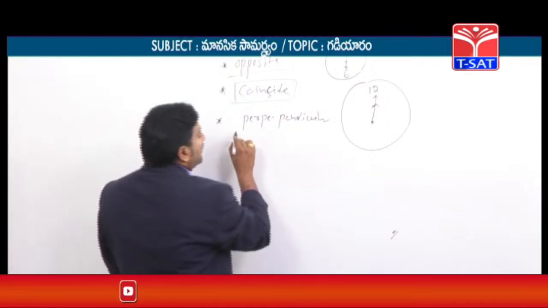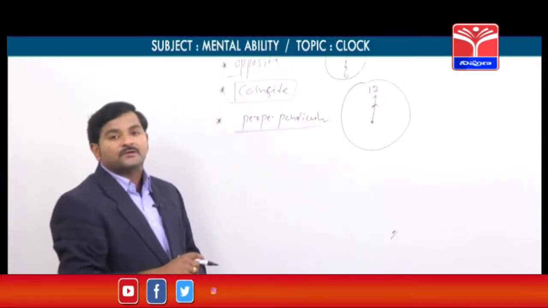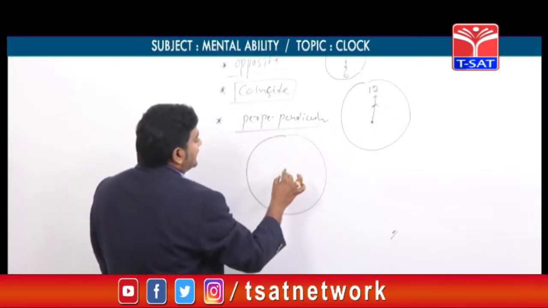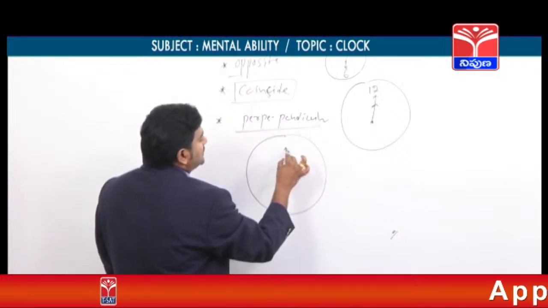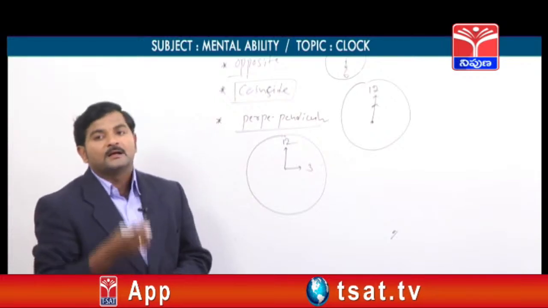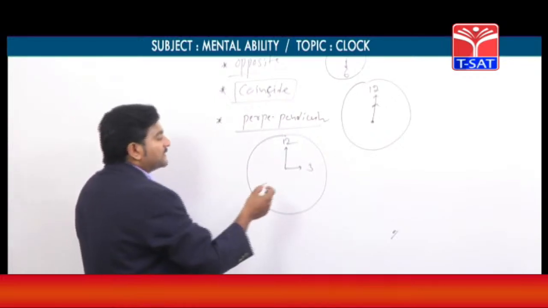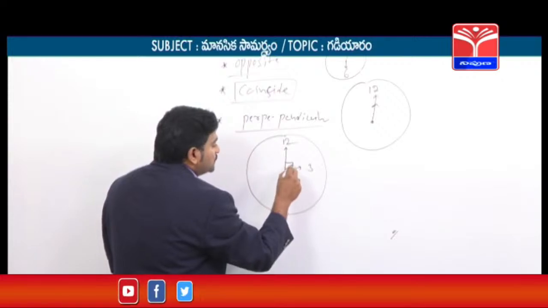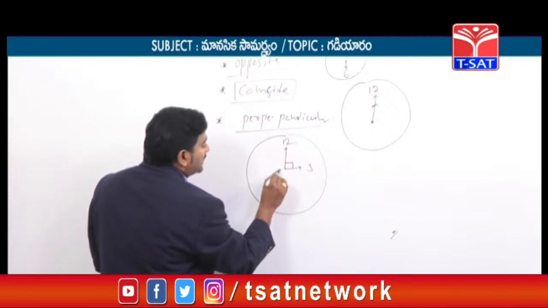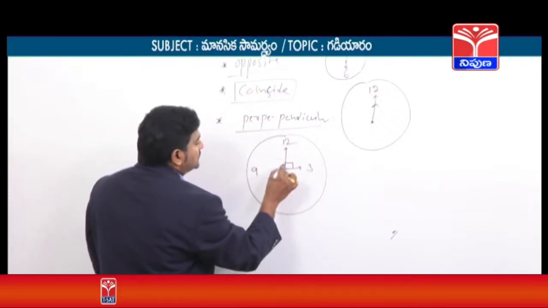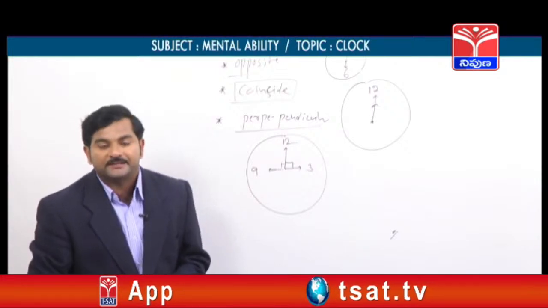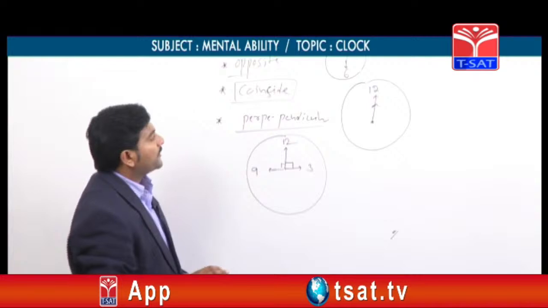Similarly, if you talk about the perpendicular part, this also we'll take by discussing a small diagram. Let's say now the time is exactly either 3 o'clock or 9 o'clock. At 3 o'clock, the angle between these 2 hands is equal to 90 degrees. Or instead of 3 o'clock, we can take 9 o'clock also. At 9 o'clock also, the angle between these 2 hands is 90 degrees. So these are the 3 more important points in the clock topic.